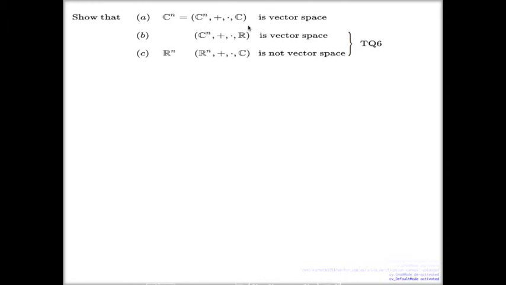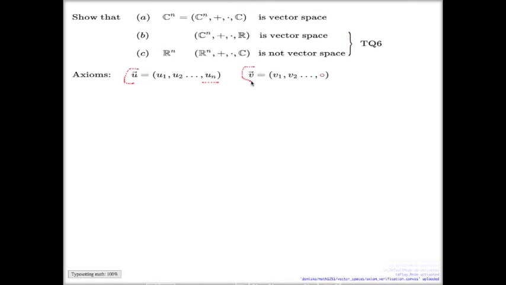So I'll check a few axioms, and I'll show you a few axioms which fail in the C case. So in my verification, I will fix the notations. U with arrow will represent the N tuple of U's. V with arrow represents the N tuple of V's. And W with arrow represents the N tuple of W's.